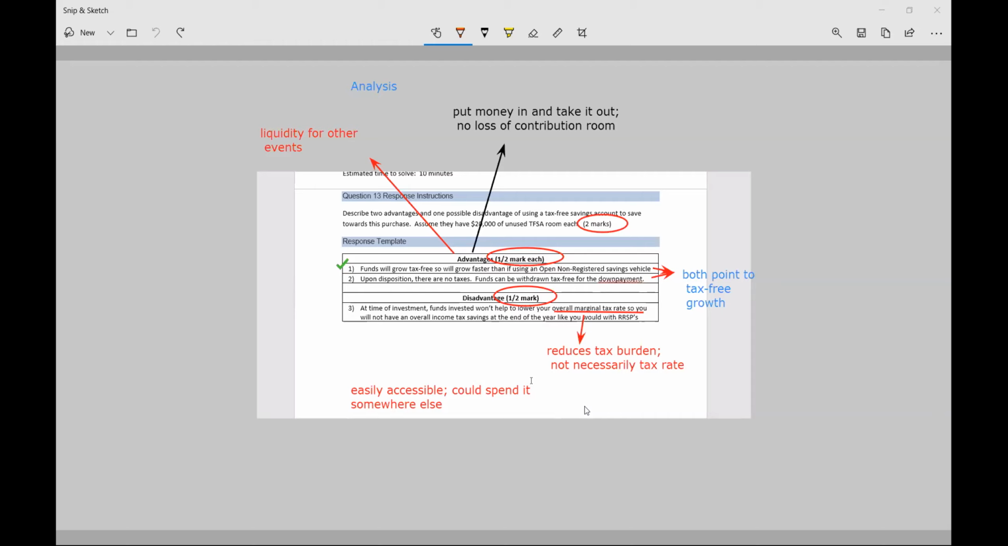So your RSP is fully liquid, but it's not as easy to take money out. The withholding tax, for example, creates a barrier to withdrawals, doesn't it? So you might not want to call that a lack of liquidity. You might refer to simply a barrier to withdrawals. I could buy that. Yeah, that's fair.